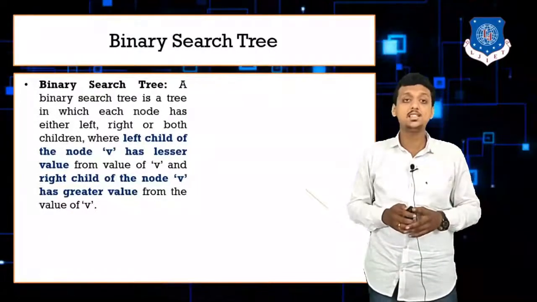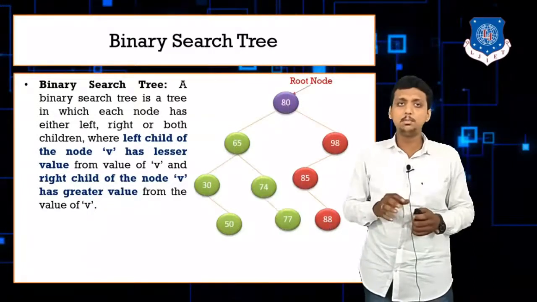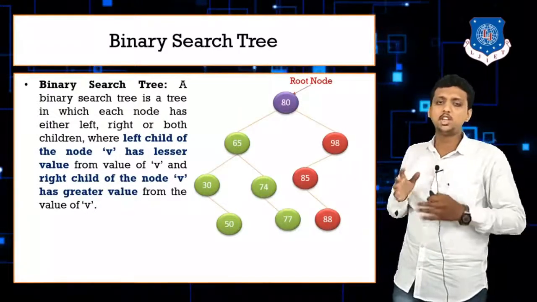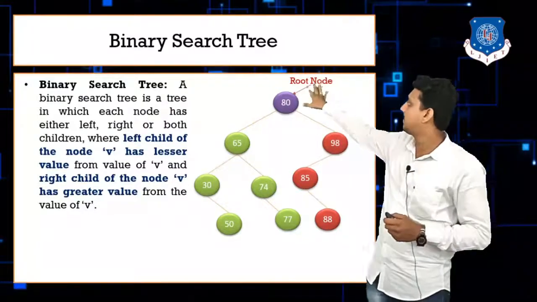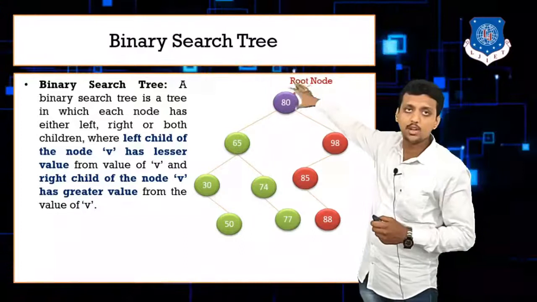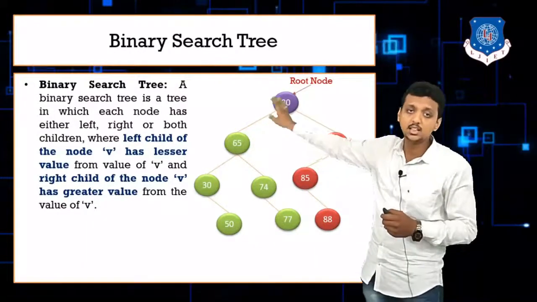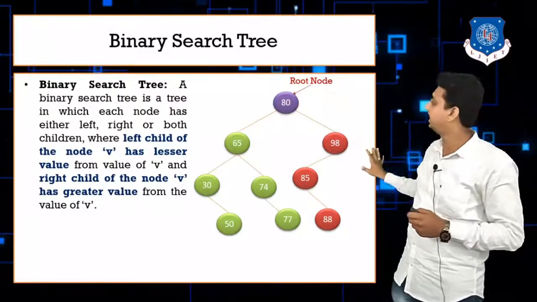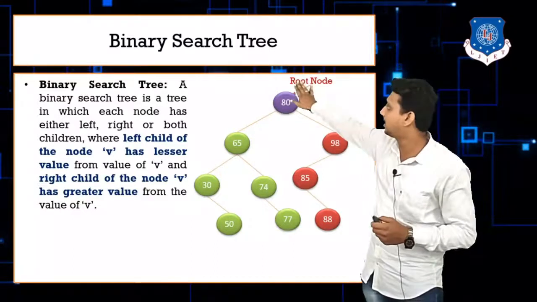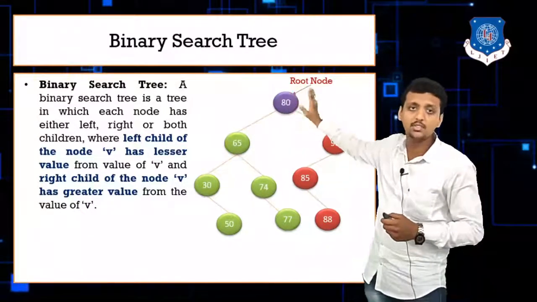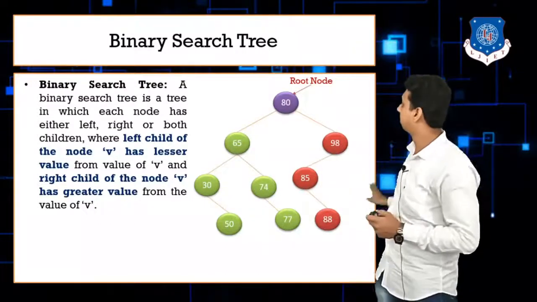Next, binary search tree. This is a very important tree. We have to perform each and every operation on this type of tree. Here you can see the smaller values than the root node are situated at the left side, and the greater values than the root node are situated at the right side. If the root is 80, then all the values lesser than 80 are on the left side, and the values greater than 80 are on the right side.